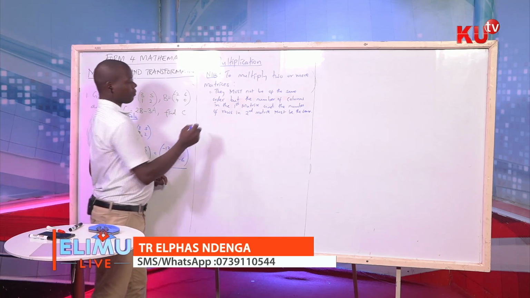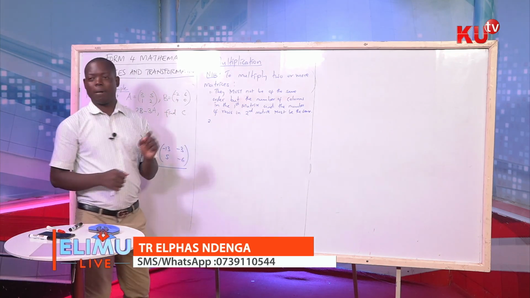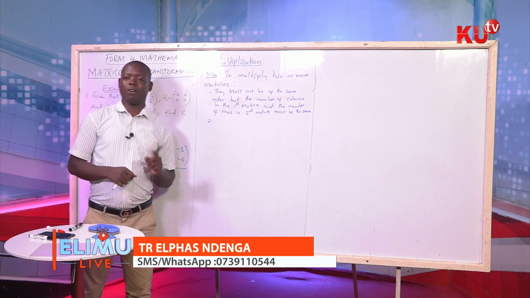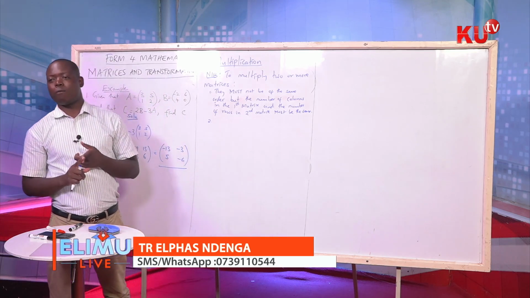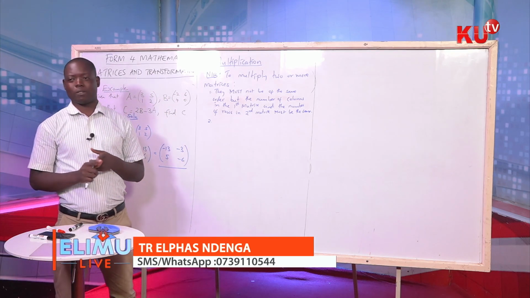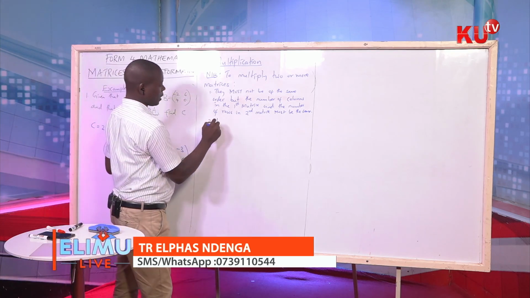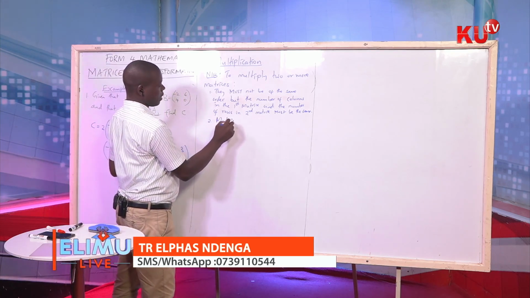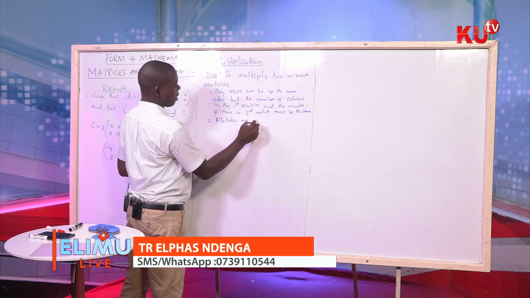Number two, you multiply matrices based on the logic or the rule of rows and columns. So matrices are multiplied.